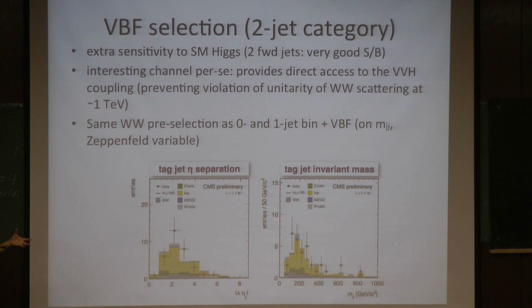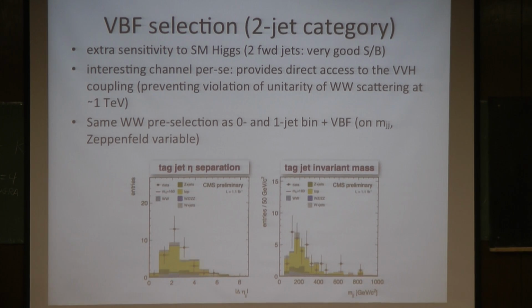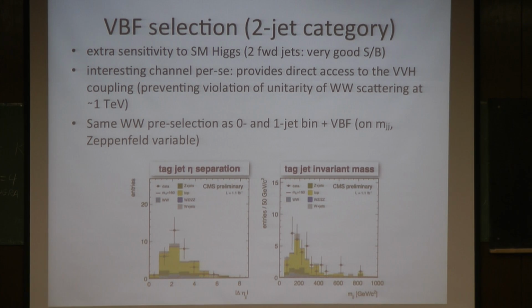We have 5 channels where we have the excess, let's say, in a broad region between 115 and 124, 125. If we add that, the excess doesn't go away. It doesn't get much enhanced, but it doesn't go away.